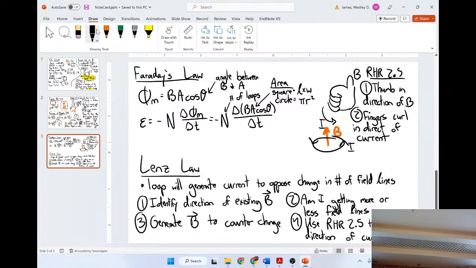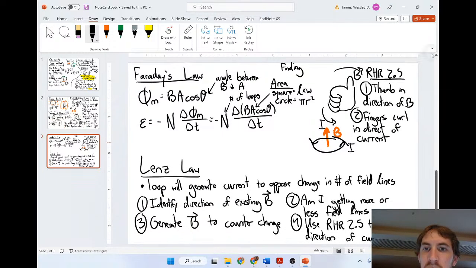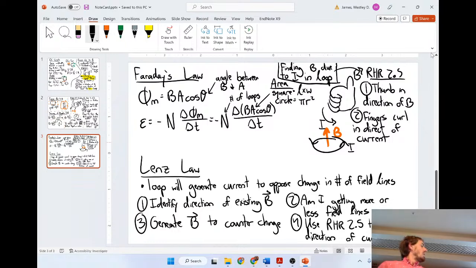Oh, I have a current carrying wire that's going clockwise. Fingers go clockwise, thumb gives you the direction of the field. So this just says if I have a loop. Right-hand rule number 2, finding B due to I in a loop, or vice versa. All right-hand rule 2 does is find the magnetic field due to a current in a loop, or vice versa, finding the direction of current if I want a field. We'll do some examples of Faraday's law. We'll probably sit on that one the most.